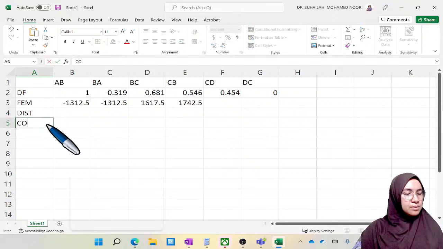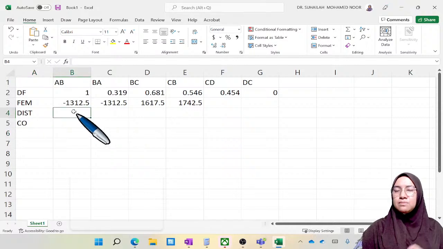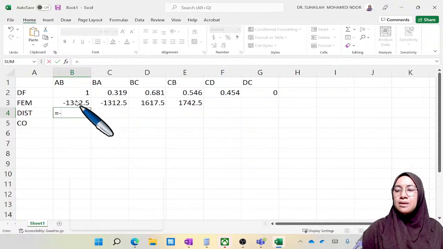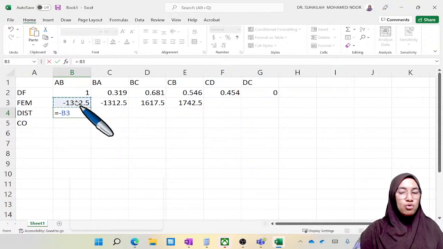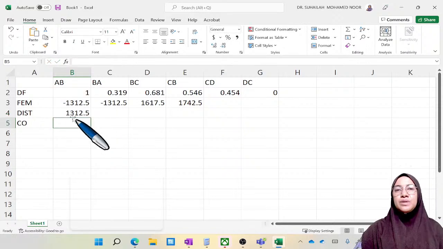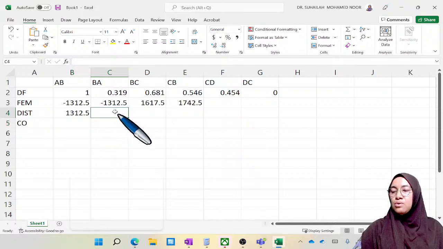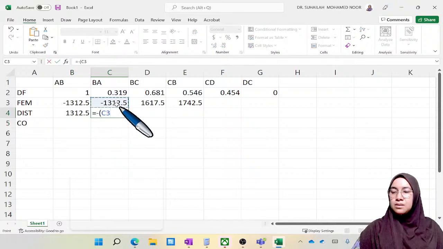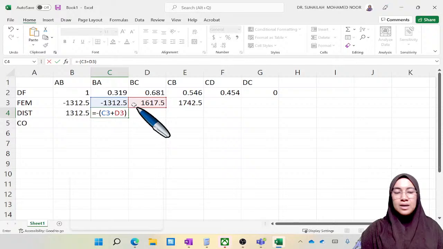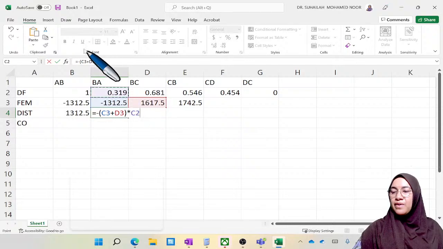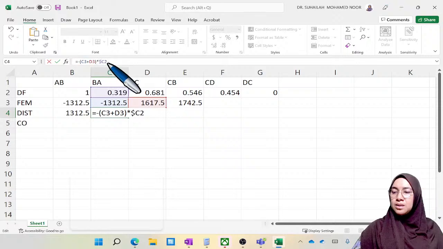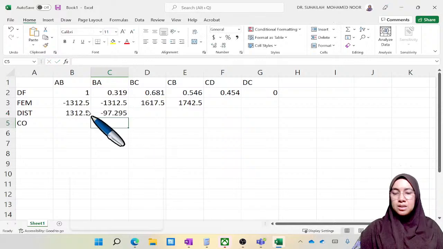Okay, carry over. So for distribution, total moment, we put negative to represent the opposite condition of joint moment. So times with factor. The factor is 1. So we get 1312.5. Okay, total moment is 1312.5 plus 1617.5 times with factor 0.319. Okay, I log the distribution factor like this.